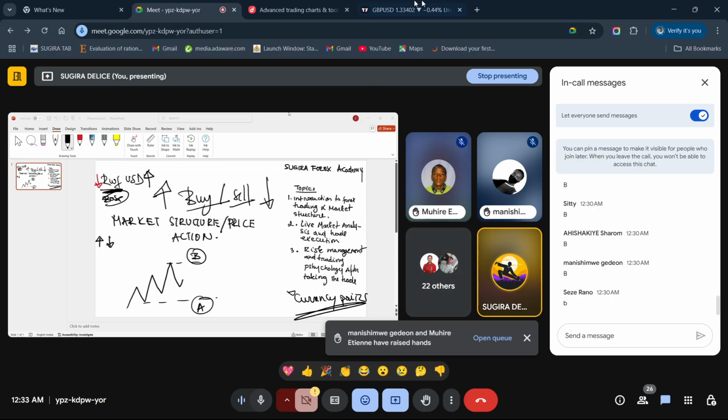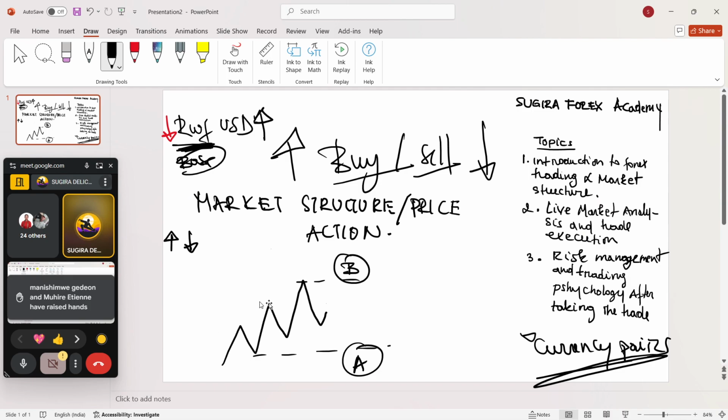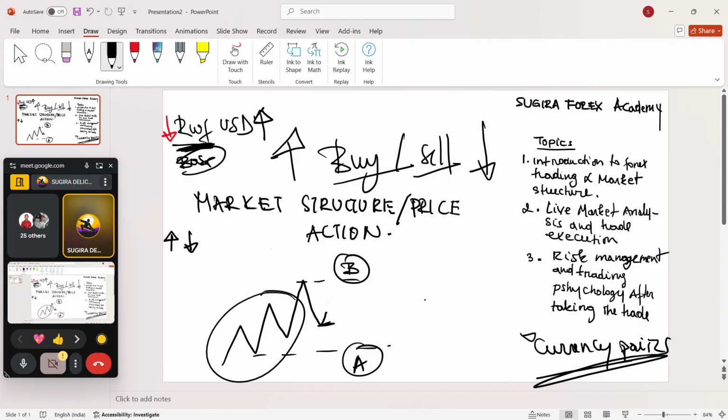So now, from the market structure we have right here, it simply means that the market is targeting B, because the market hasn't yet created a change of character for it to target A. From the past data, the market has been making higher highs. So the market is going to target B, which means we have buys.